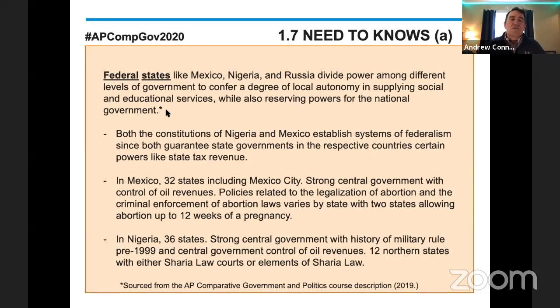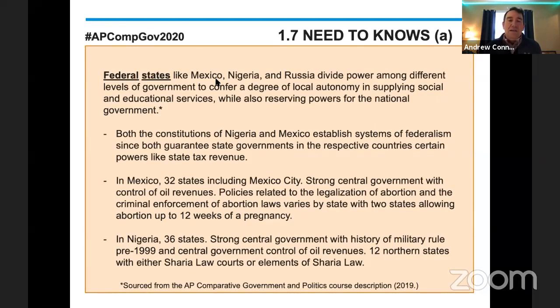So in this case, the course description tells us that the federal states, examples are Mexico, Nigeria, and Russia of our 6 different countries, and that these are governments that divide power amongst different levels of government, and they give different levels of autonomy, particularly in areas of policy when it comes to social services and educational services. We know in some cases healthcare can have slight variances in federal states when different areas have autonomy, including transportation. But we also know that in all 3 of those countries, even though they give a degree of autonomy to local governments, it's actually the central government that is the strongest version of government within that country.